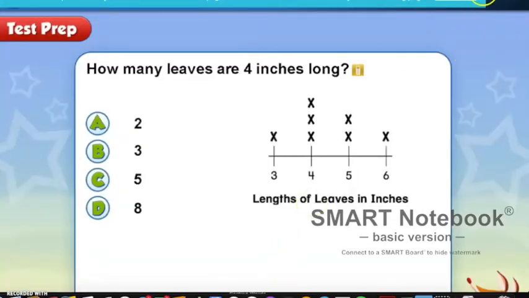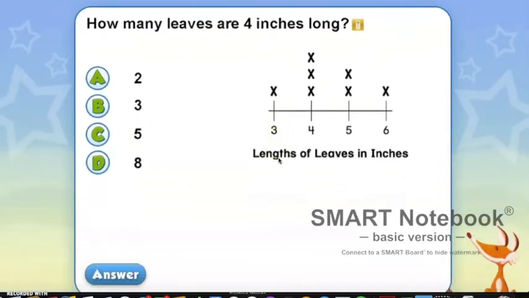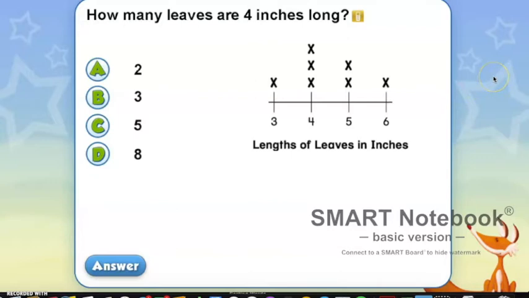All right, and so then the last question asks, how many leaves are 4 inches long? So look at your options for A, B, C, and D. Look at the line plot that's over here, and kind of think to yourself, how many leaves are 4 inches long? How would you be able to tell how many leaves are 4 inches long? I'm going to give you about 10 seconds to go ahead and think about that for a second.